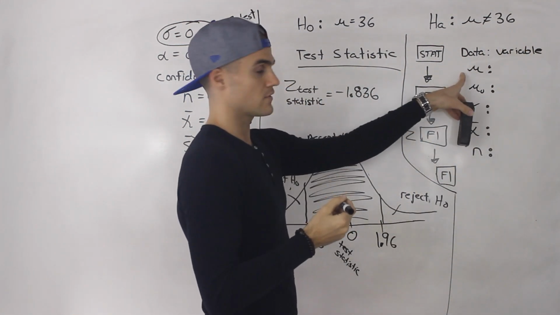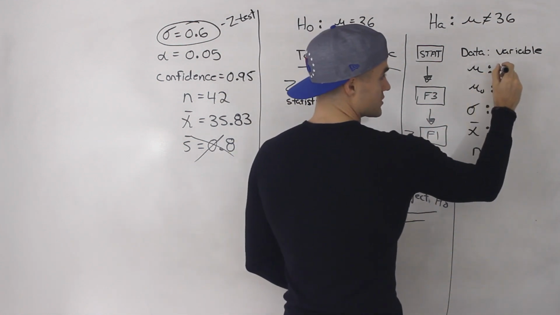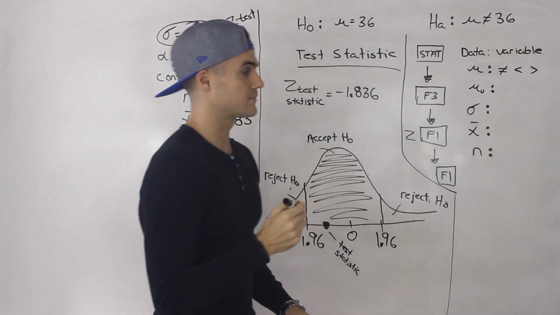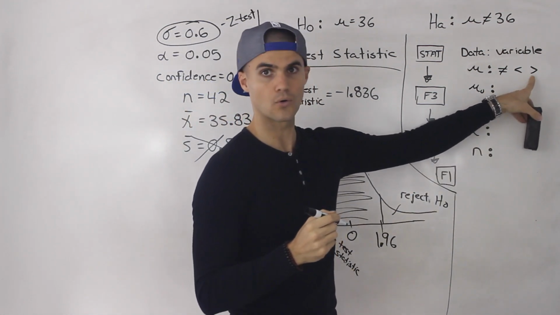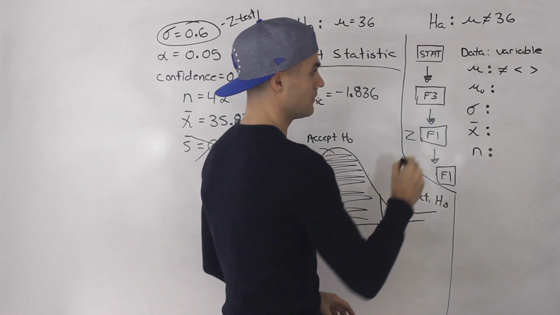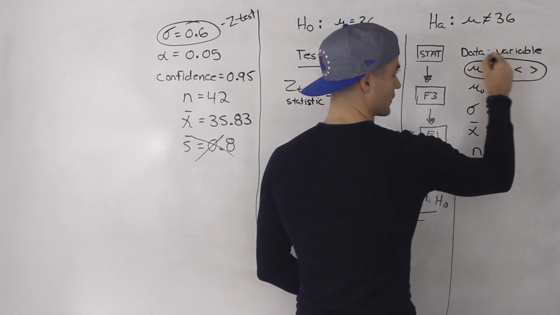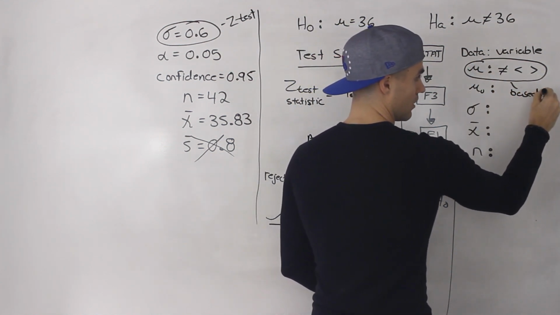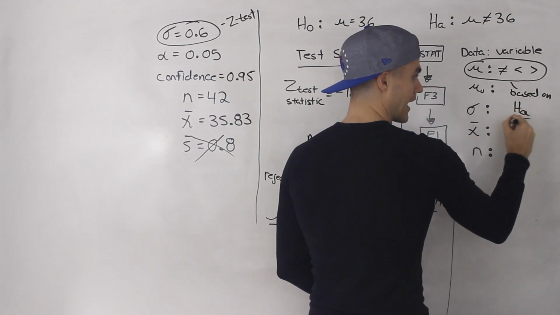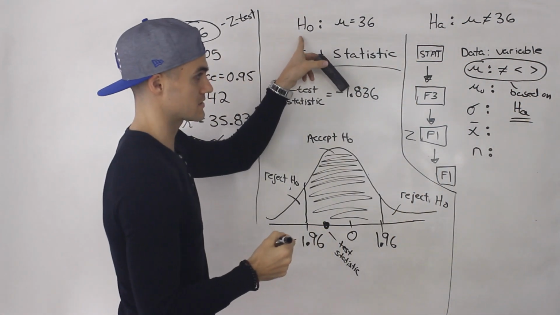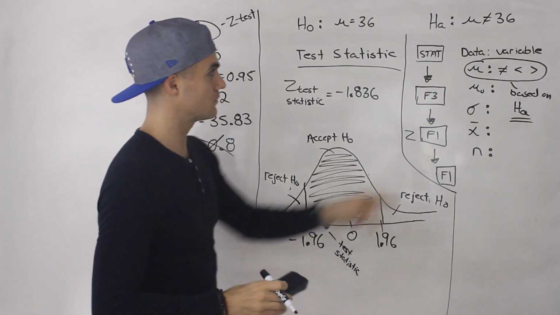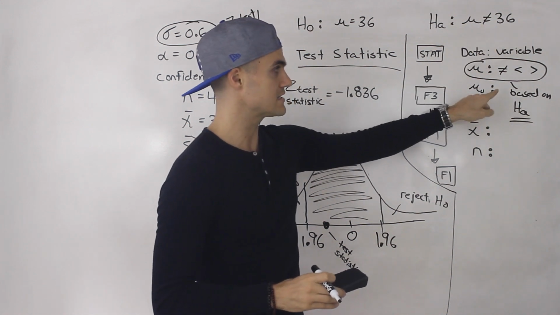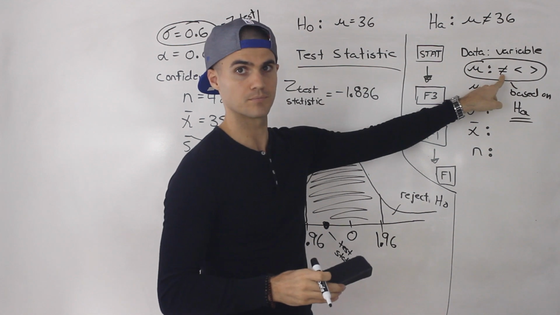Now for this input, there's three different choices. Either doesn't equal, less than, or greater than. And I want to make a specific mention about this over here, that this input, it's based on the alternative hypothesis, not the null hypothesis. So when you're dealing with a two-tailed test, we know the alternative hypothesis is going to have this non-equal sign.